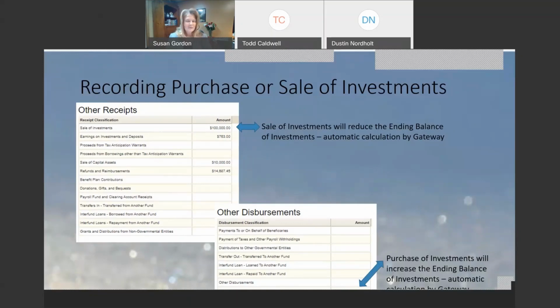So if your ending balance for investments has changed and you don't know why, or you don't think that's right, go back and review these entries for purchases and sales and see if you can figure out where the error might have occurred that way.